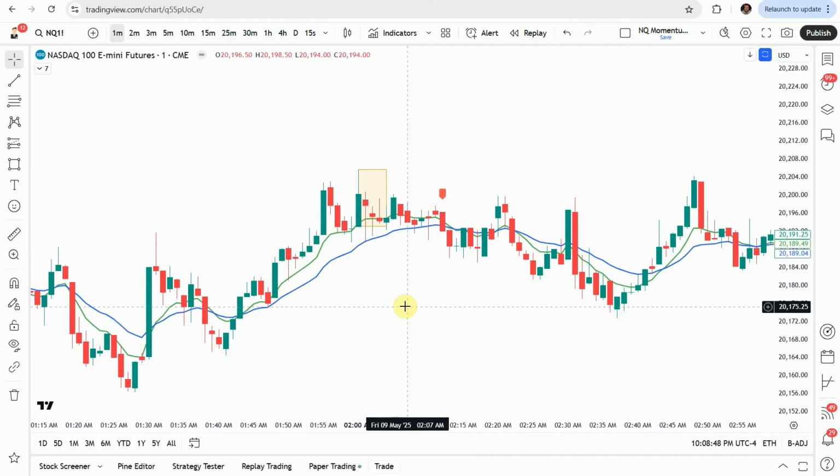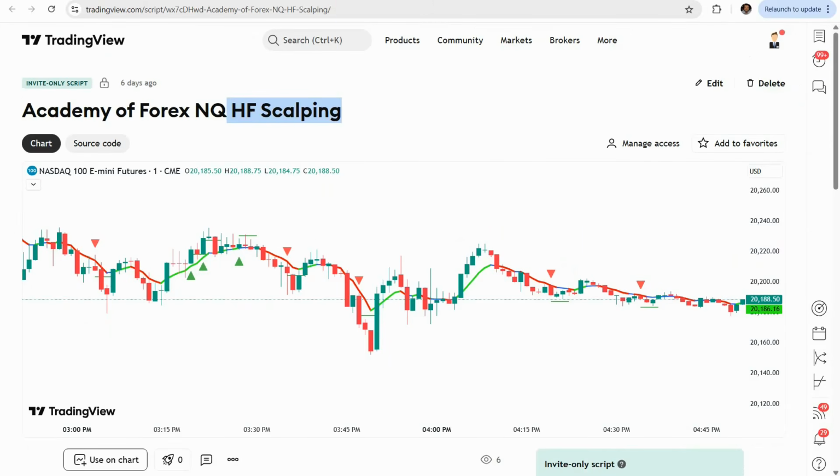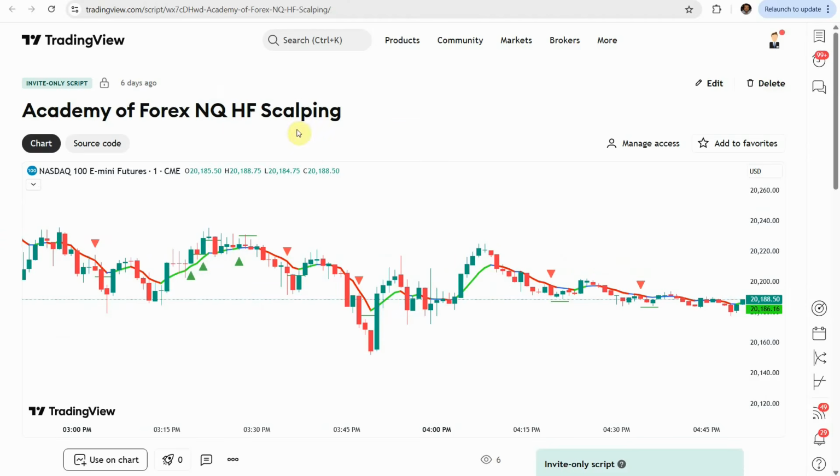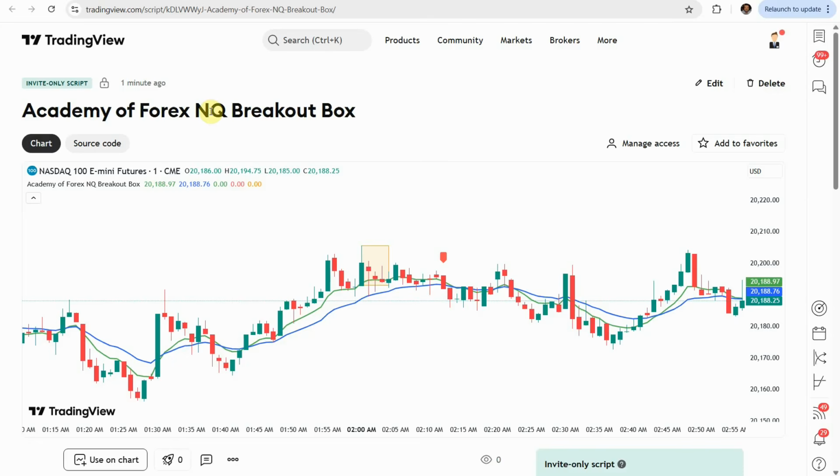Alright, as I said, today we will be looking at a breakout indicator. And so this is the third indicator in the NQ series that we've been doing here on the channel. The first indicator I created was the NQ momentum candles. The second one was the NQ HF scalping, the high frequency scalping indicator. And the third one here is the NQ breakout box.